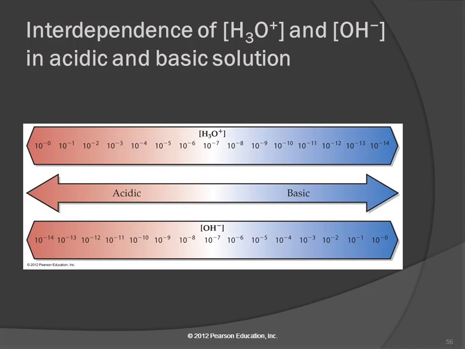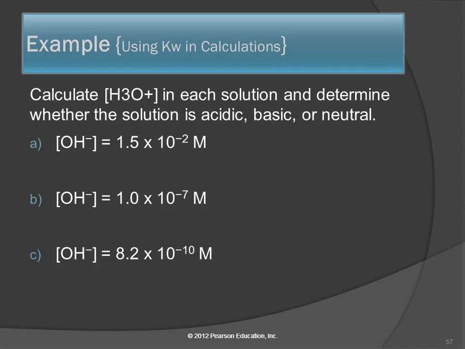So here's a graph that's showing the interrelationship or interdependence of hydroxide ion and hydronium ion concentration. So if we go to an acidic solution, the hydronium ion concentration increases, then the hydroxide ion concentration must decrease, and vice versa. So we can do calculations. There's another typo. Calculate the hydronium ion concentration in each solution and determine whether the solution is acidic, basic, or neutral. I'm just going to do one of these because we are running out of time.